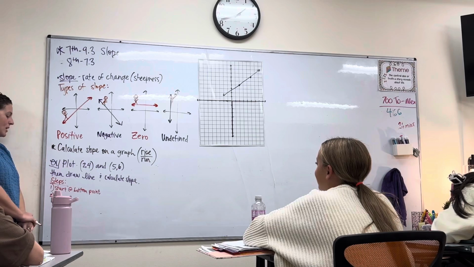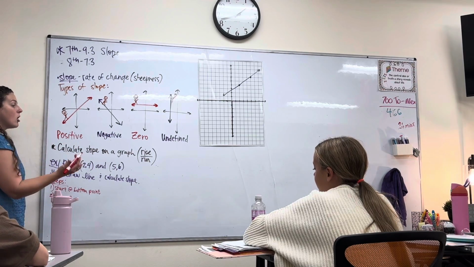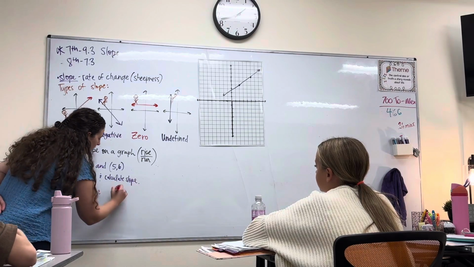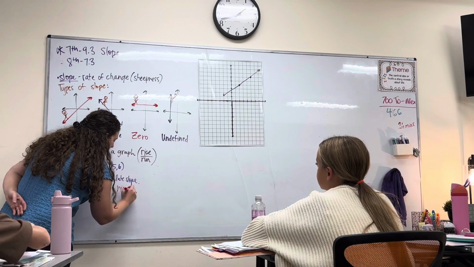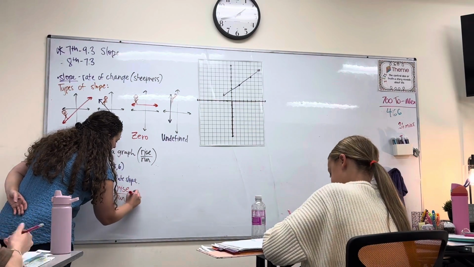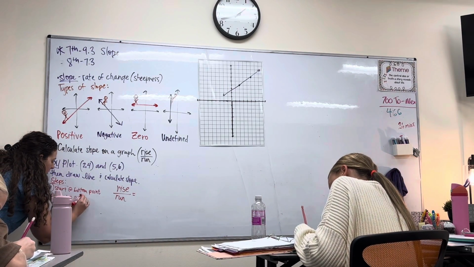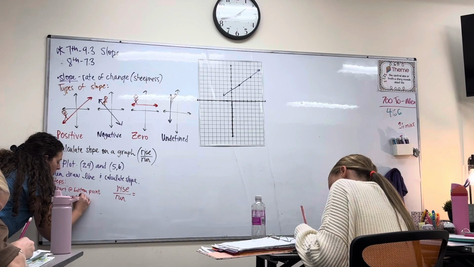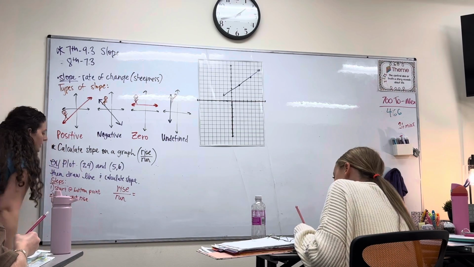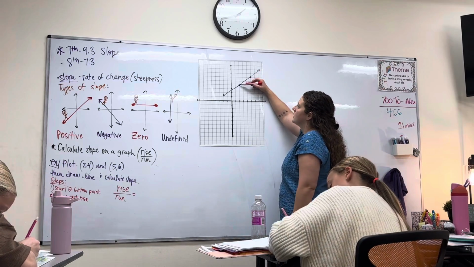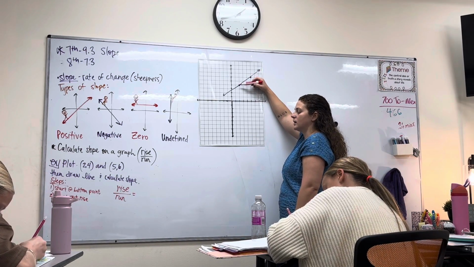Alright, ready? So start at the bottom point, and then we call this, we're gonna rise, and then we're gonna run. Okay. So let's set that up. Rise divided by run. Okay. So we're going to count out our rise. Okay. So here's Romeo. He has to rise before he runs.